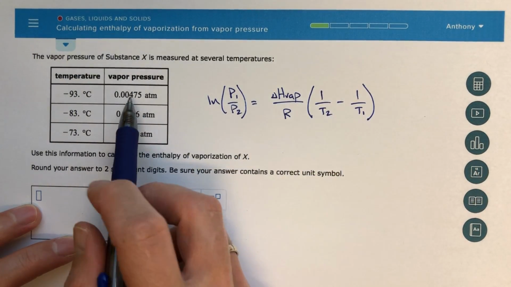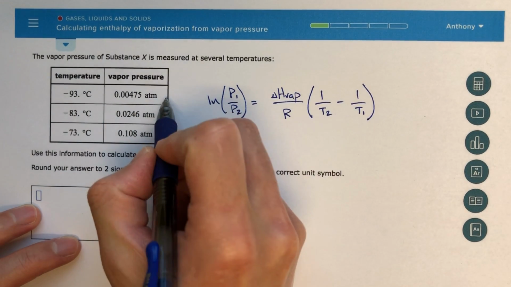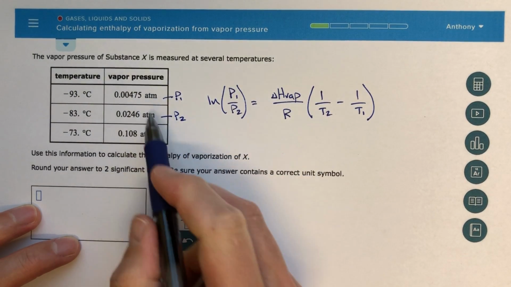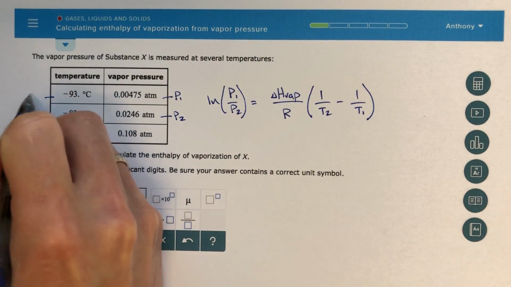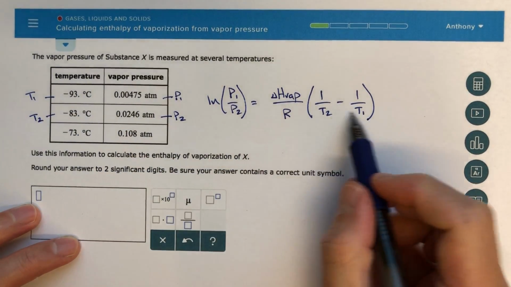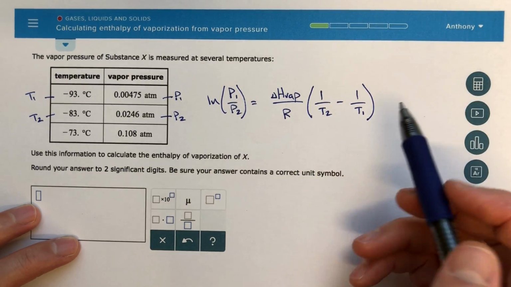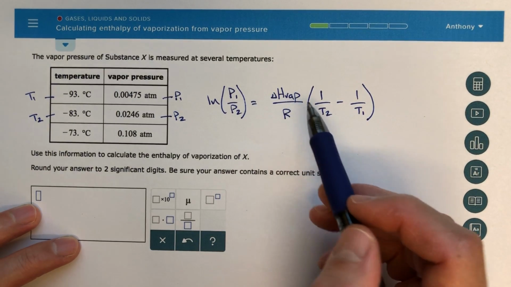So if we look at this data, we could call this P1 and this P2. Those are two different vapor pressures. Over here, I could call this T1 and this T2, the two different temperatures. R is going to be a constant, so now I really have all the information I need to plug into this equation and solve for delta H of vaporization.